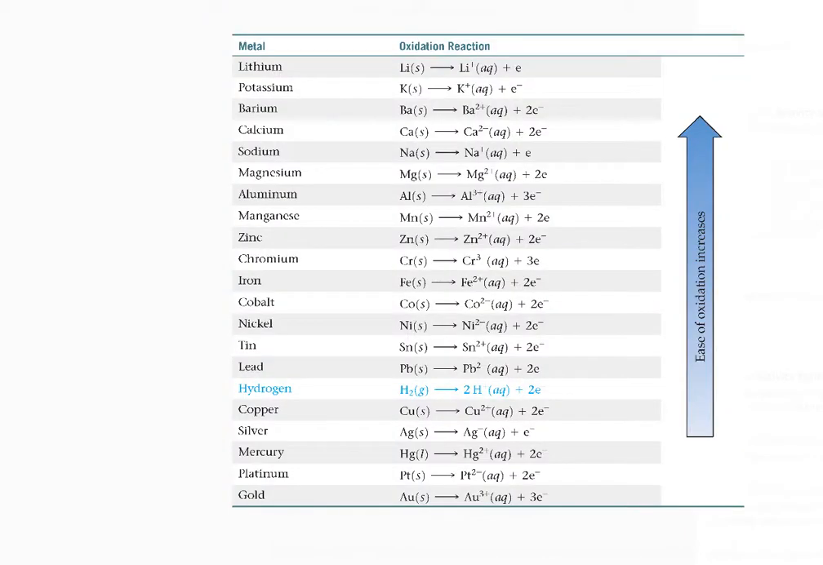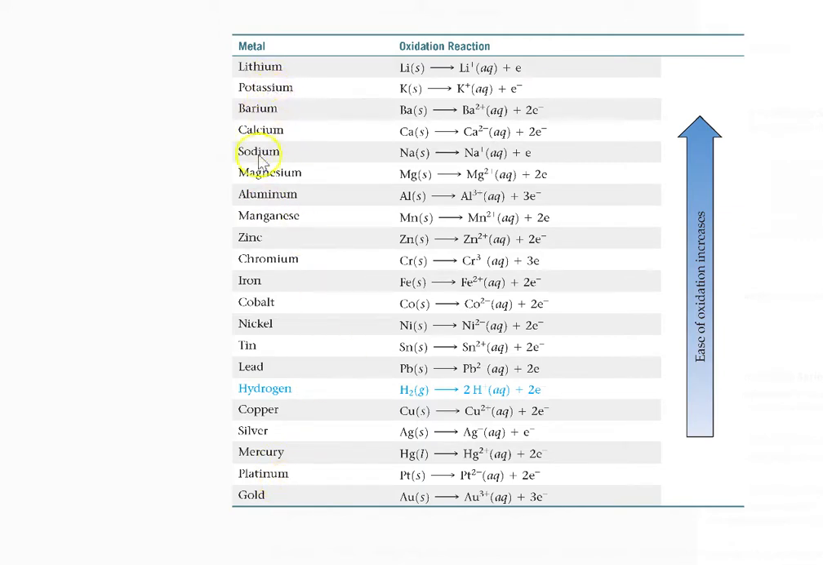So let's look at the activity series. This is from our Pearson Mastering textbook. So for example, ease of oxidation increases as we go up. The easier it's oxidized, the easier it is to lose electrons. Lithium is all the way at the top. It's really easy for lithium to lose its electrons. Lithium can displace any element below it.